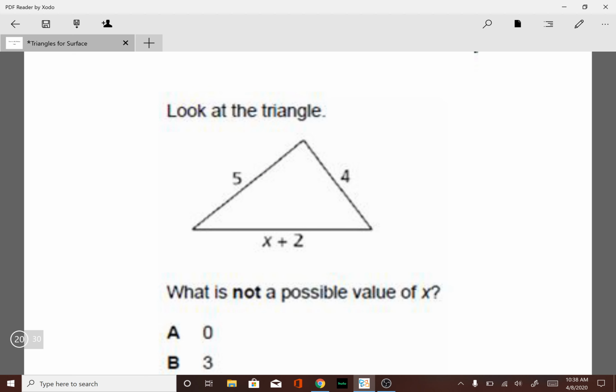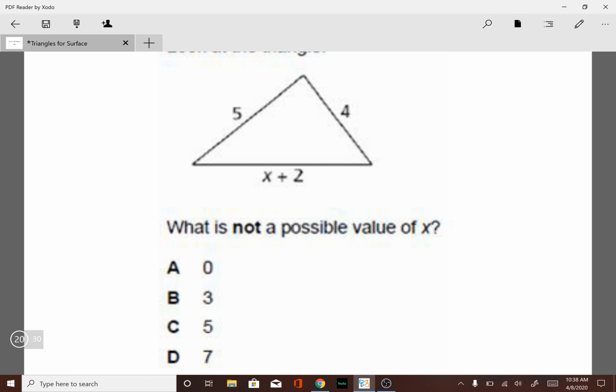Look at the triangle. What is not a possible value of X? Well, let's see. If our 2 sides are 5 and 4, we can do 5 minus 4. That gives us 1. We can do 5 plus 4. That gives us 9. So we're looking for anything between 1 and 9. So 0 plus 2, that gives us 2. That works out. 3 plus 2, that's 5. That checks out also. 5 plus 2 is 7. That's good. 7 plus 2 is 9. We know it can't be one of our bounds. So D is the only one that does not work.